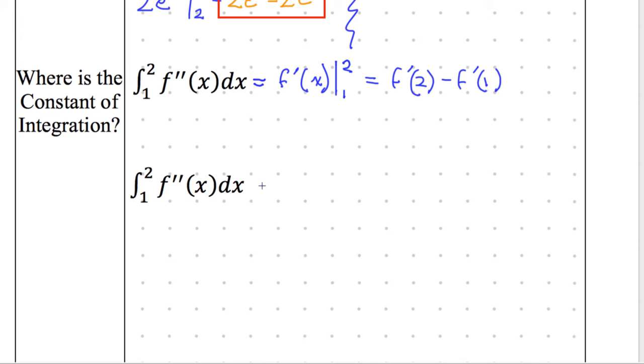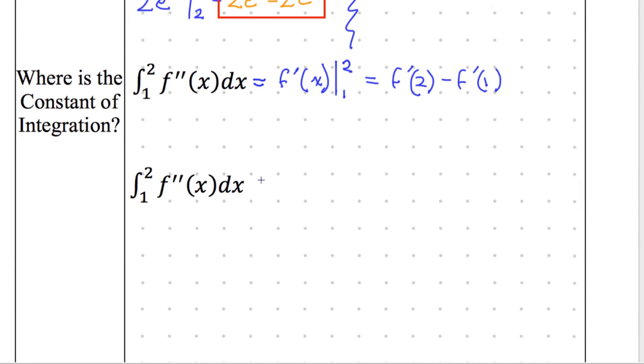Let's go ahead and do this problem a little bit more formally. And by that I mean let's just go ahead and add the c. So let's change this to f prime of x plus c. Boom, there it is. We have the c in there, right? And that's evaluated between 1 and 2 still. So what happens if we keep the c in there? Well, this whole thing is evaluated between 1 and 2.